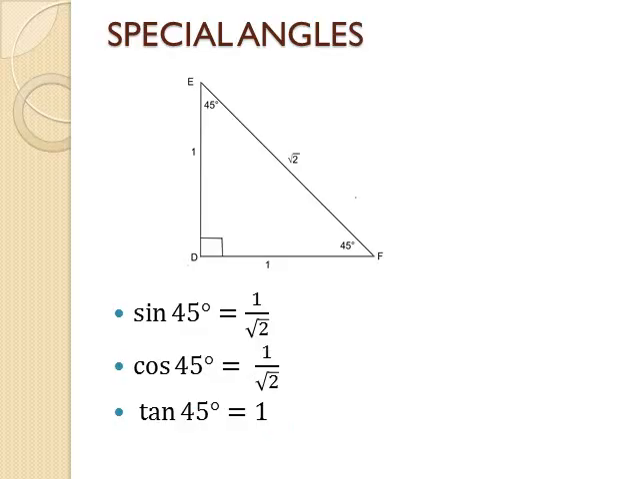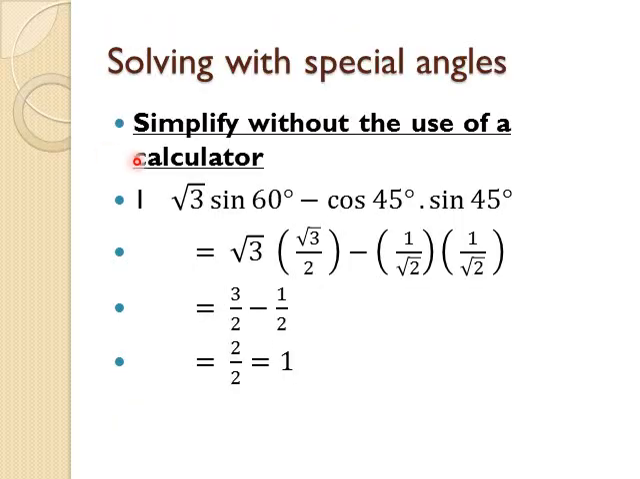Now let's just look at a basic problem so you can see, or refresh, what you did in grade 10. Alright, simplify without the use of a calculator. As soon as we say that, we'll always be solving with special angles. So they have square root 3 sine 60 minus cos 45 times sine 45. So sine 60 is square root 3 over 2. Cos 45 and sine 45 is 1 over square root 2 and 1 over square root 2.